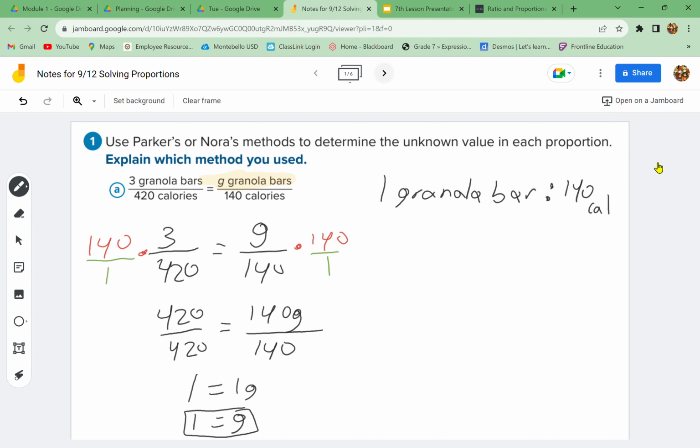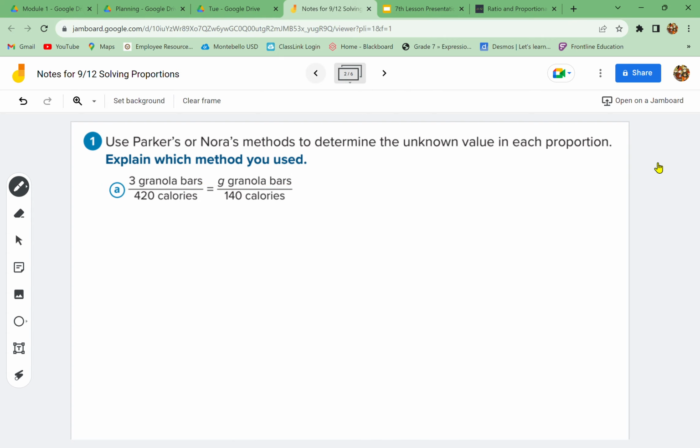Another method you can use, and I'll go to the next slide here, is that I would rewrite the proportion like this. Another method you were told is to try to see the connections between these two numbers here. If you think long and hard, you could either multiply or divide. So if I want to go from 420 to 140, I would have to divide by 3. Then to go from here to here, you would also divide by 3.